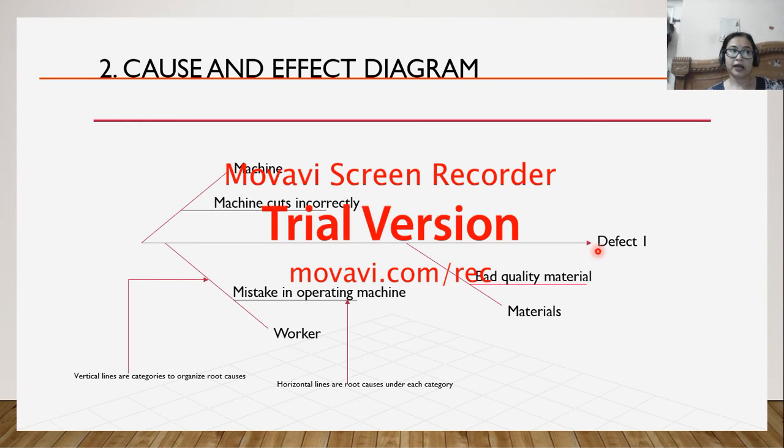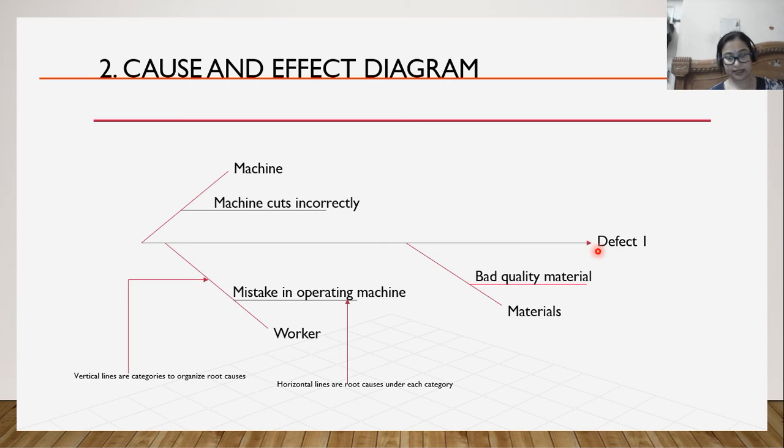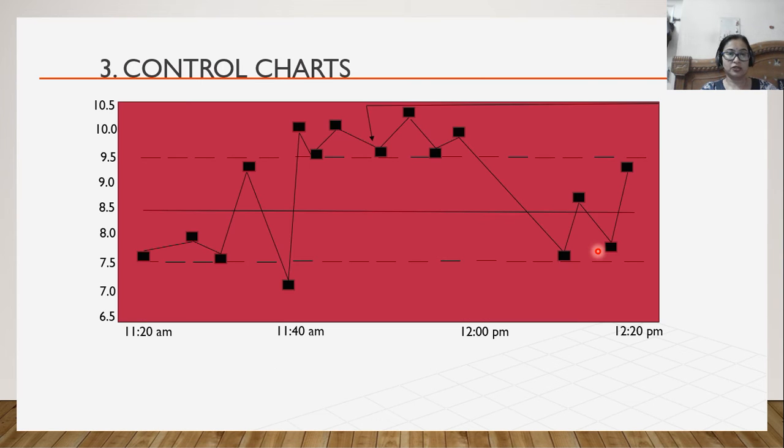This basically helps us get a clearer picture of the nature of causes which are creating each defect. This is all about cause and effect diagram. And now moving on to our next tool for data representation, it being the control charts.